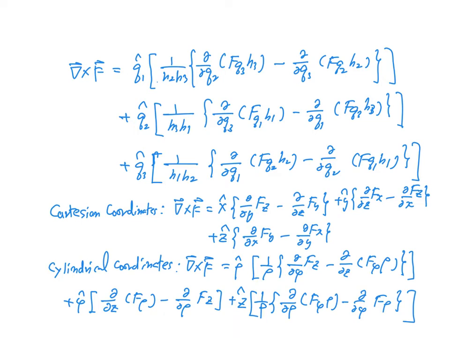And for 3, let me record. So I have to write it down again. Sorry. I tried to make a copy, but it doesn't work. So actually, it's good for you. Q1. So H2, H3, partial Q2, partial FQ3, H3. Let me just make sure that I have a correct formula.